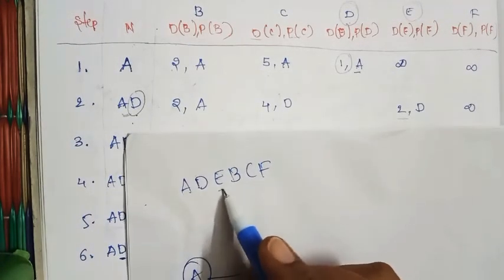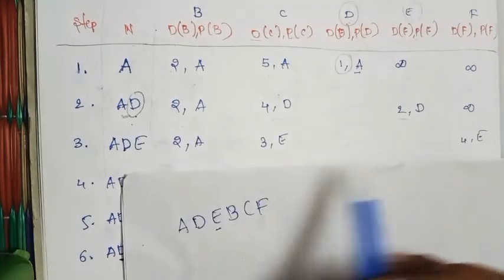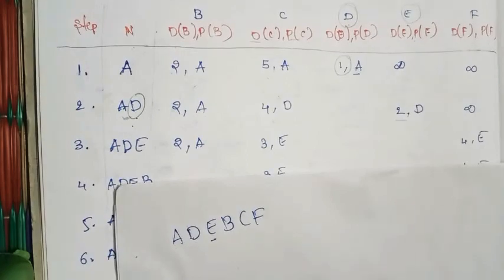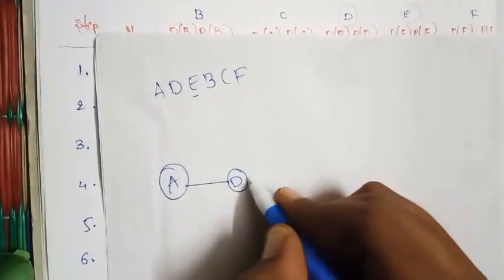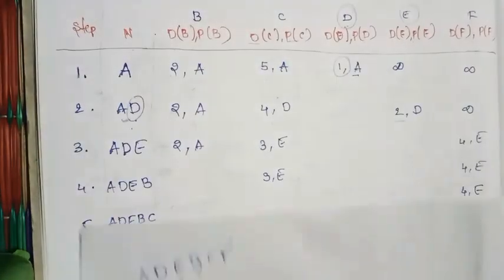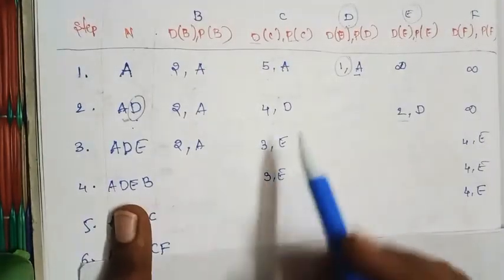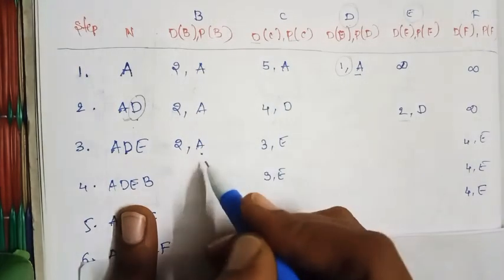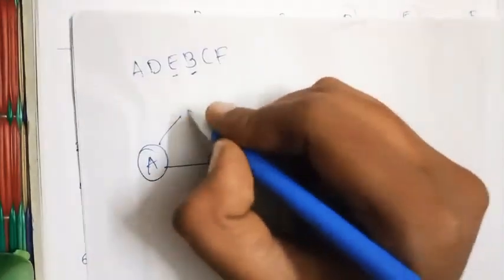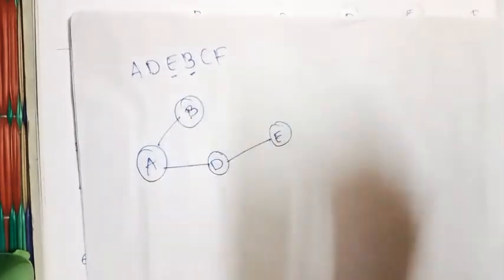And the next node is E. And what is the previous node of E, guys? For E, the previous node is D. Just connect the E to the D. And now it's time for B. Before adding B, what is the previous node here? A, guys. Before adding B, the previous node is A. So add the B to the A.